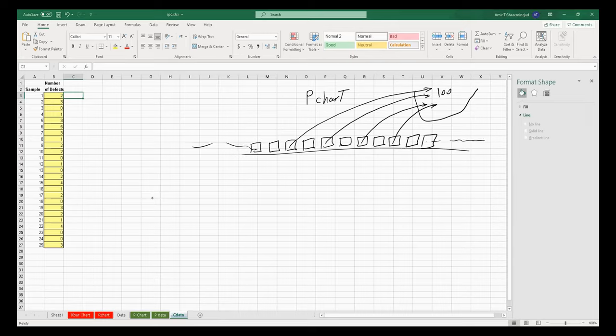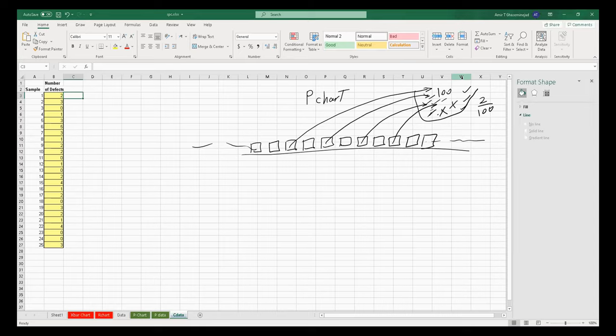And then we check, these are good. And the number of faulty products among these 100, for example, here I have 2 out of 100 is the proportion that is faulty in that sample. In this case, we can calculate the proportion and we will draw a P chart as we already did.